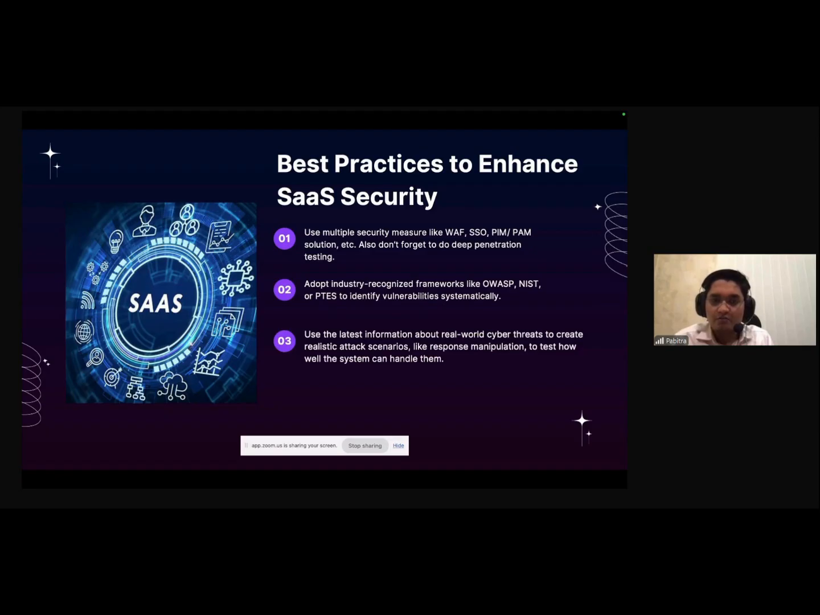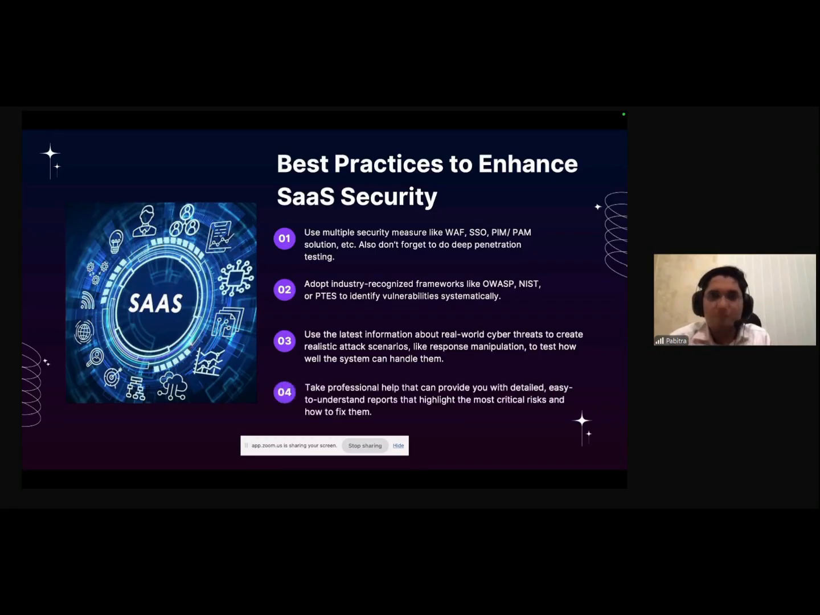And also use the latest information. As I mentioned, this response manipulation is very new, but it is very impactful, right? It's very powerful. So use this latest information on cybersecurity threats to test the whole SaaS product, and find out whether your SaaS product is actually robust for the newly generated risks or not.